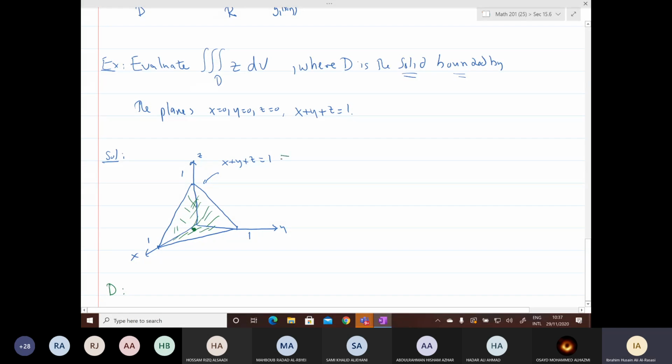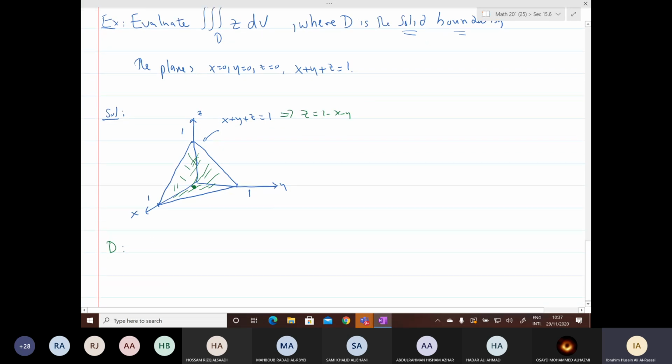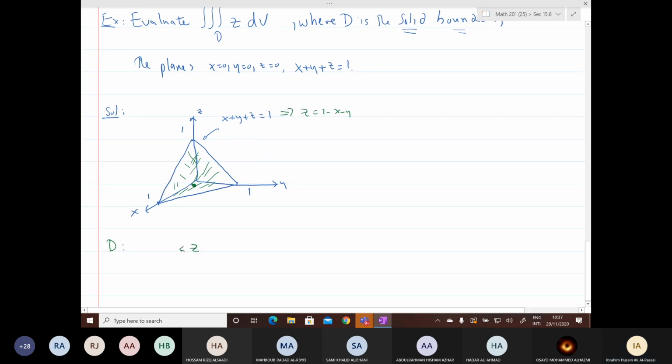So I write it as z equals 1 minus x minus y. It must be that z is a function of x and y, okay. So z, the upper, will be 1 minus x minus y. The triangular plane is the upper surface. If you are sitting here, what is above your head is the triangular plane, okay.